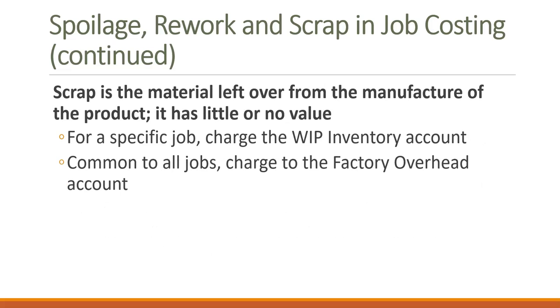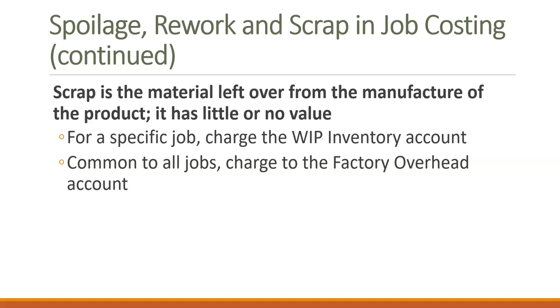Scrap is material left over from the manufacture of product that has little or no value. In a later chapter, we're going to talk about scrap from products that we can use for value. For example, if we have wood chips left over after we process wood, we can sell those wood chips. They don't have the same value as the wood. Those are then called byproducts. It's a type of scrap that does have a nominal value that we can sell.